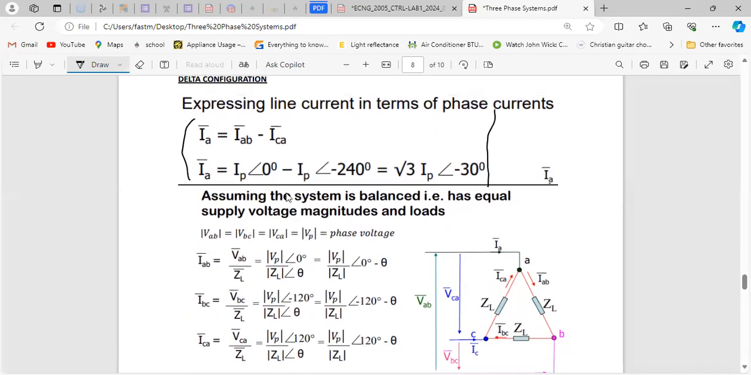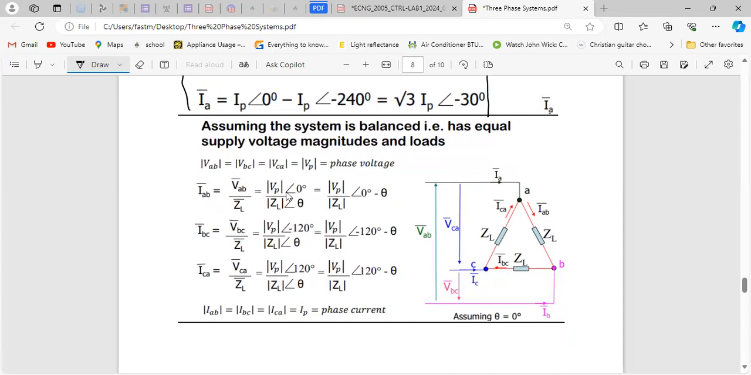Just the opposite. For the star, it was out of phase by 30 degrees; it was shifted. For the current, it would be the opposite, minus 30 degrees, but don't worry about it. For a balanced system, it's equal, the same thing as for the star. The difference is that your IAB, IBC, and ICA are your phase currents.